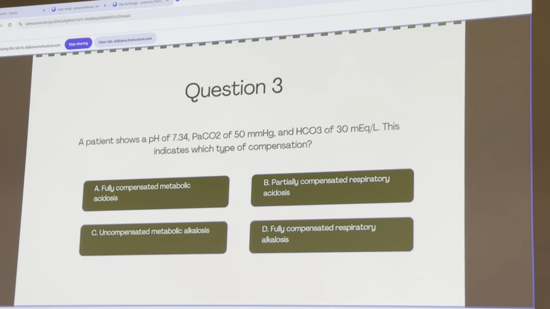So pH 7.34, high or low? Low, right? Okay. CO2 of 50, too high. And then bicarb of 30, too high. Alright, so I have unequal pairs here, so I can always mark respiratory acidosis. Is my pH back in normal range? No, so it cannot be fully compensated, so it can't be D or A. Has my bicarb changed? It has, so it's partially compensated.